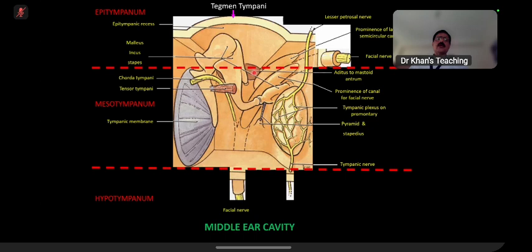So, once again, I told you the walls. The lateral wall of the middle ear is the external auditory canal or the external ear. The medial wall is the internal ear. The superior wall is the tegmen tympani. The inferior wall below that is the jugular foramen. Anteriorly, there will be the carotid canal. Posteriorly, there will be the mastoid antrum and mastoid air cells.